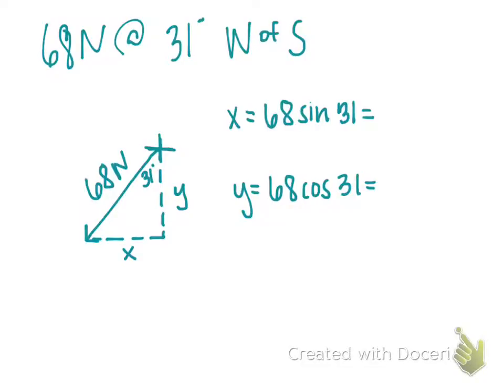So x, you said we got 35.02. Okay, I'll just keep it at a whole number, that's fine. And then for the y value, what did we get? Okay, is that all we need? No. Which directions are we going? Negative, negative. Okay, we're going south and west. That tells you that both of your components have to be negative.